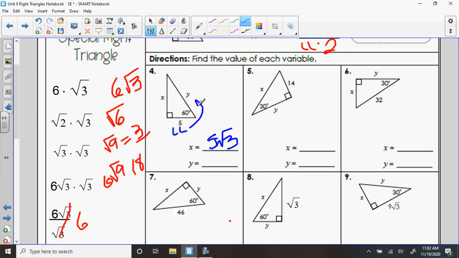Now the hypo is across from the right angle. That's twice as big as the little leg. So that is 10, 5 times 2. So let's do it again with the little leg 14. Here's the big leg. It's times radical 3. It's just 14 radical 3. You leave it like that because it turns into a decimal. And then to get the hypo, multiply it by 2.